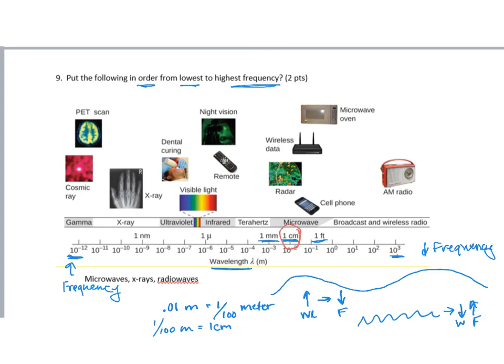So if you go up here, these are the ones. This would be one of the objects in this range that would have a wavelength of approximately 0.01 meters.